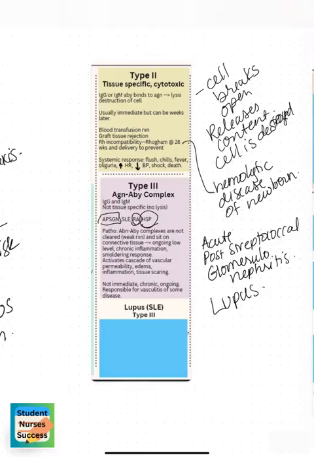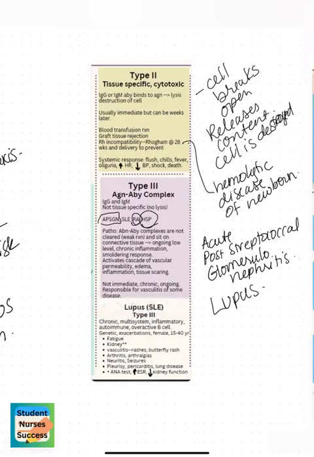So with type 3 reactions, they are not immediate. They're chronic, they're ongoing, and in some cases, we see rashes and vasculitis, or inflammation of the vessels, as a complication of these diseases. So let's talk real briefly about lupus. Lupus falls under these type 3 reactions.